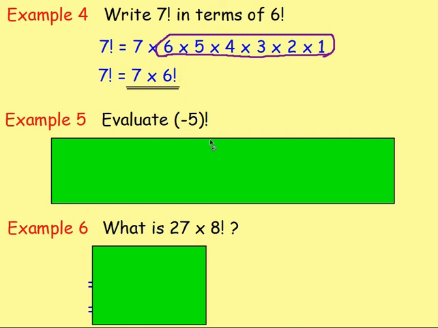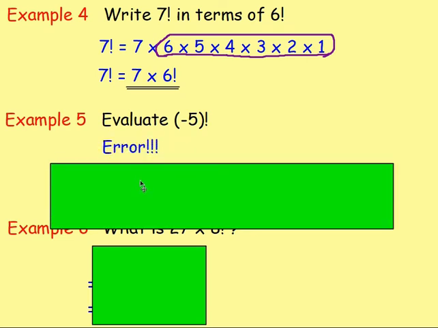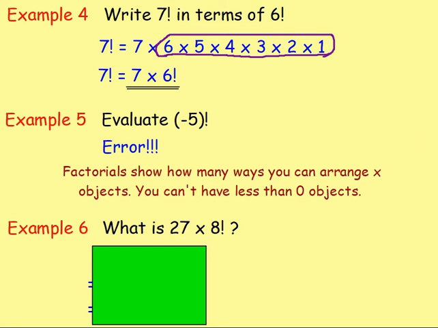So that is you writing 7 factorial in terms of 6 factorial. Example 5, evaluate negative 5 factorial. What would you do for that? Well, if you go to your calculator, put in negative 5, make sure there's brackets around the negative 5, press your factorial button, and you get error. You're right, it does not work. Why does that not work? Well, if you think about it, remember factorials are showing you the number of ways you can arrange a number of objects. You cannot have less than 0 objects. It makes no sense. So negative numbers do not work.